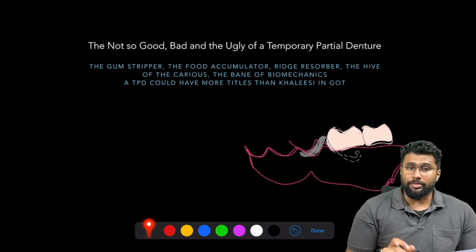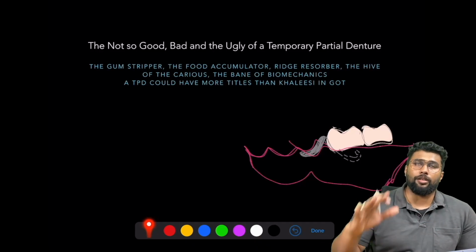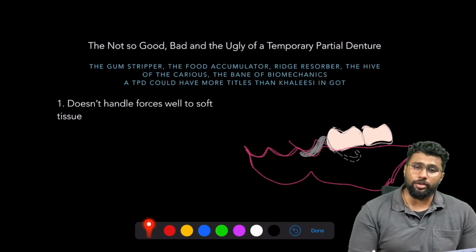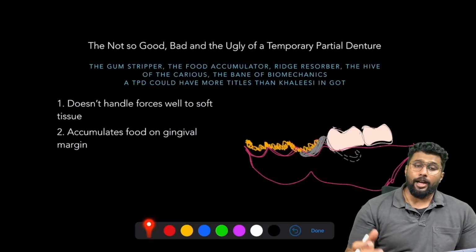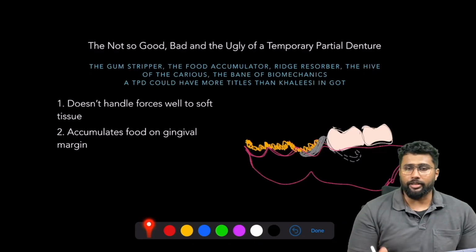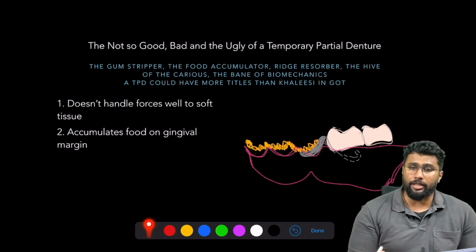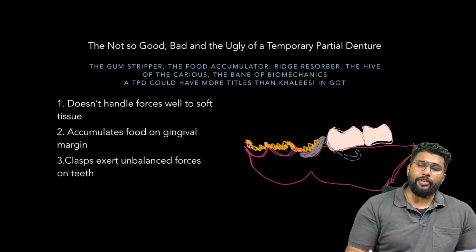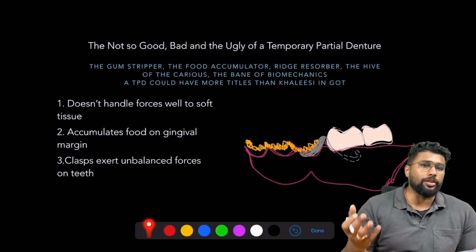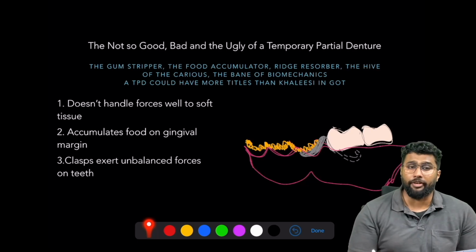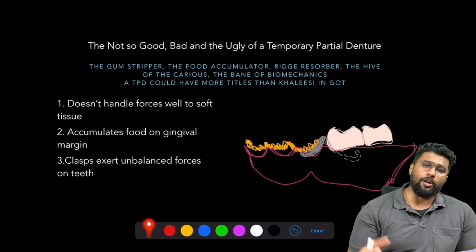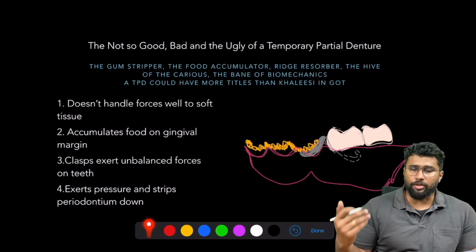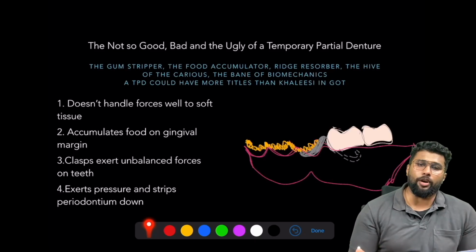One of the major problems is that it strips away the gum completely. It rests on the mucosa, it applies pressure, and it causes intense pressure on the ridge. It does not transmit forces to the soft tissue well. So that is one major problem. And because of those resin tags that come near the gingival margins of the teeth, it accumulates food on the gingival margin, which is another big problem. The clasps that we give on the teeth sit on teeth that are usually periodontally compromised, which is why the patient is partially edentulous in the first place, and they exert unbalanced forces on the teeth. And of course, like I said, it exerts pressure overall on the periodontium and slowly begins to strip it down, which is why these prostheses are colloquially called gum strippers.